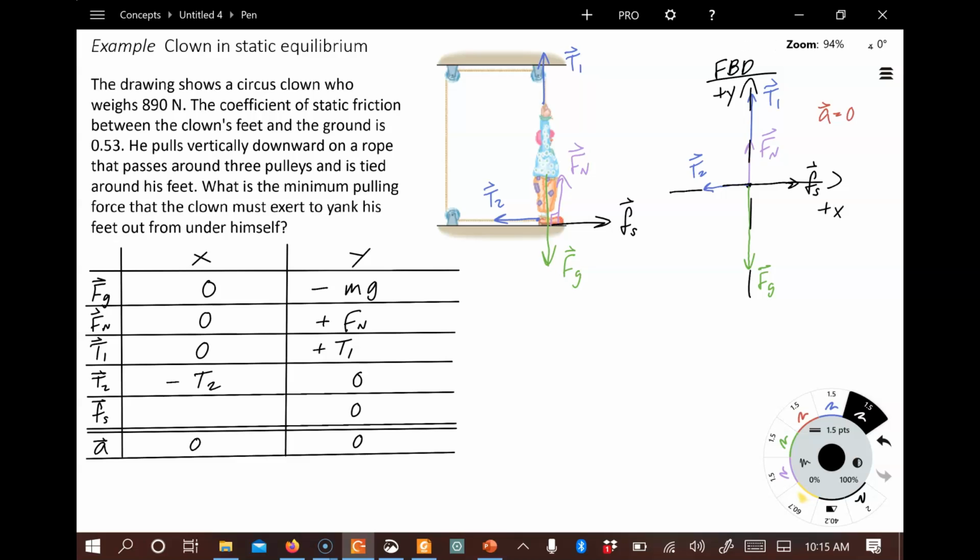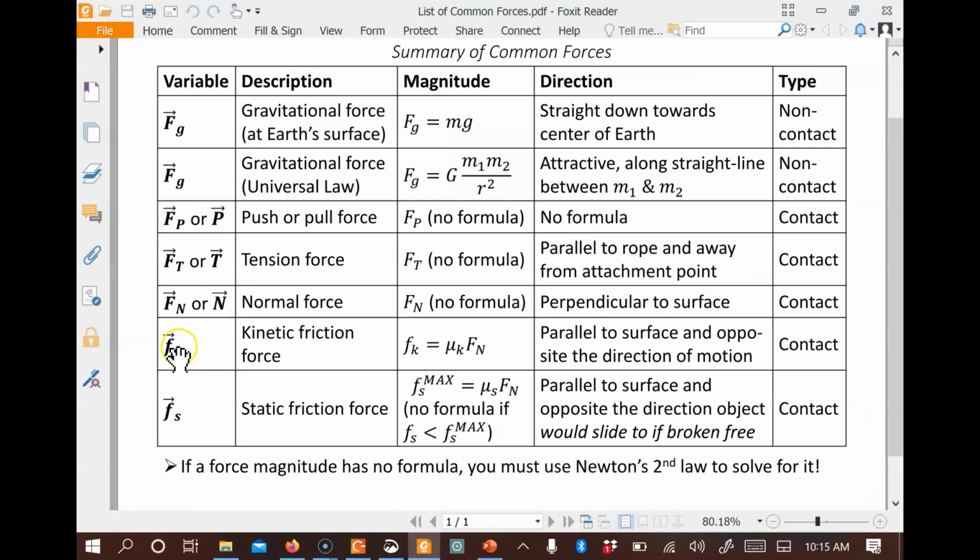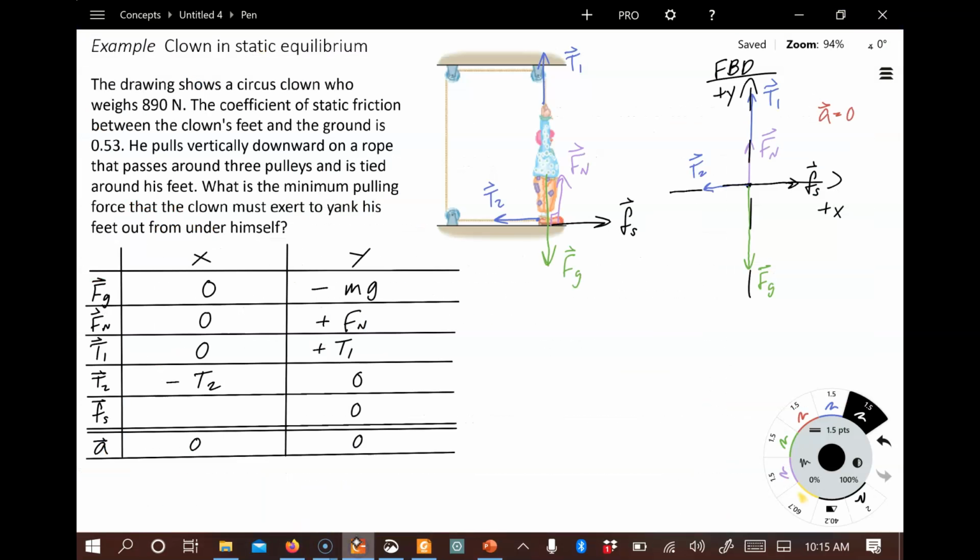And for Fs, there is a formula. We can go look for Fs. If we are at the point of slipping, as it says in this problem, then we're at Fs max. And that means we have mu s Fn. So we should really be careful to write this as Fs max. And because of that, Fs max is equal to a magnitude of mu s times Fn. And we see that that is in the positive x direction. So we've got all that data.